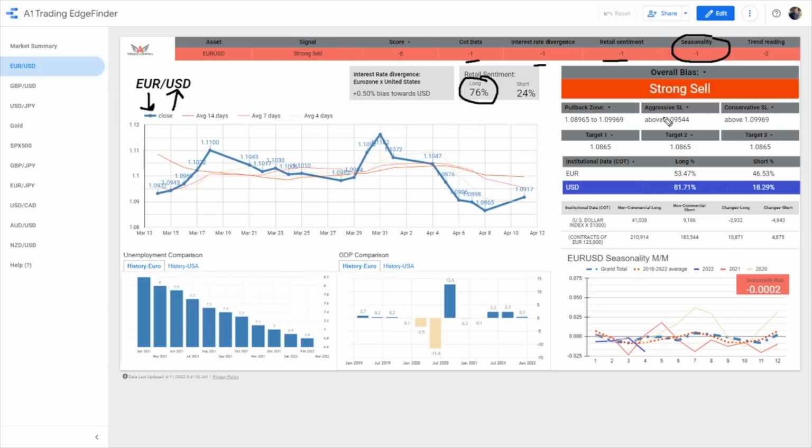Seasonality is the next one. Seasonality, what we can do here is we can see down at the bottom of the screen, we've got April.